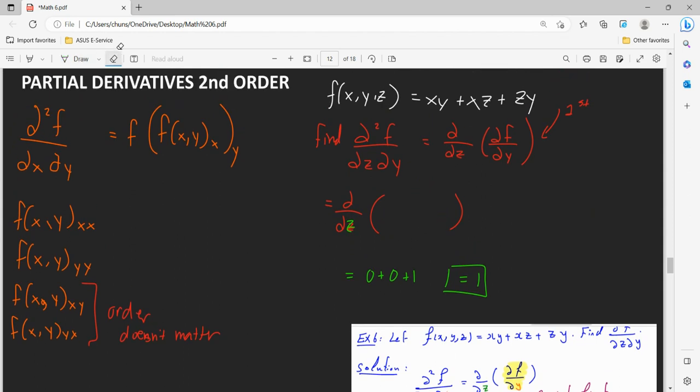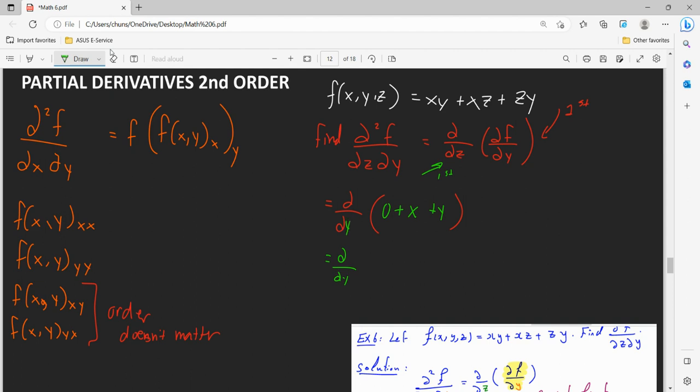So let's say we start with, what if we start with this first? Right, so what if we start with our z first? Well, this is going to be 0 because x and y are treated as constants. It's going to be x plus y. And then when we do it to our y variable, it's supposed to be y.